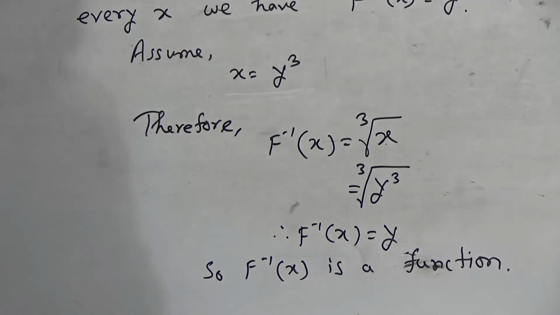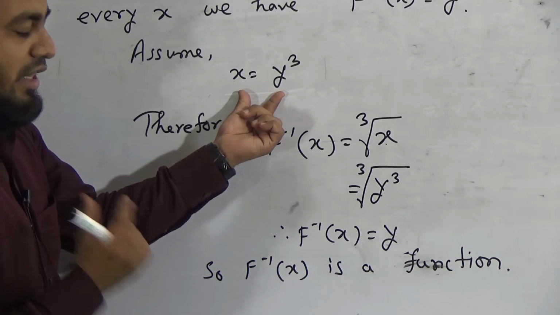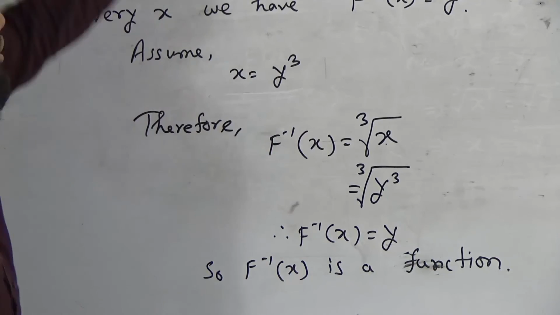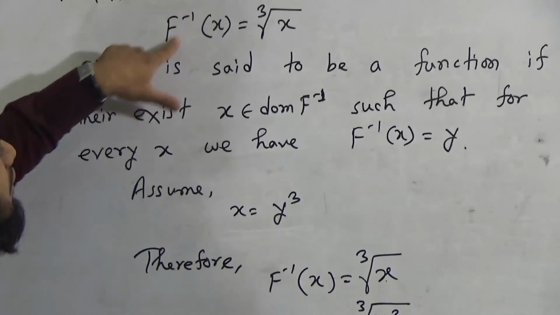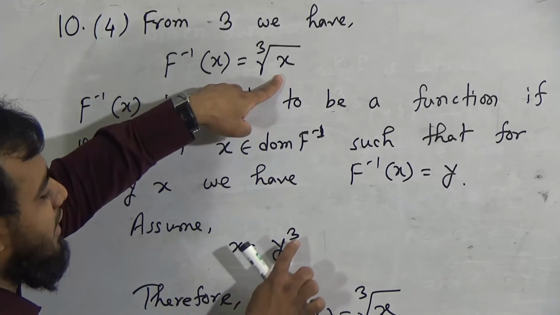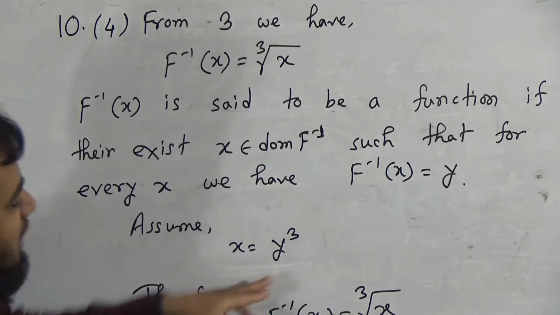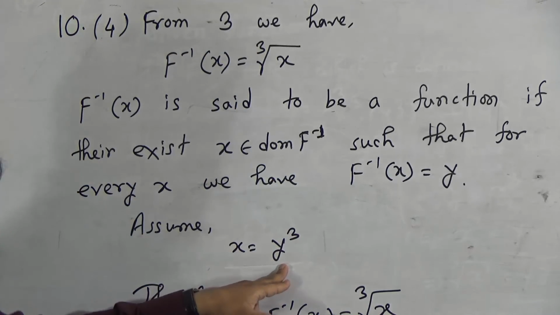My students, the proof is done, but this assumption is very important to be let. It's very important to be a function. It's required because, my students, look, f inverse of x equal to cube root of x. So I assume x equal to y cube. That means this cube and cube root should be omitted. I think you have understood.